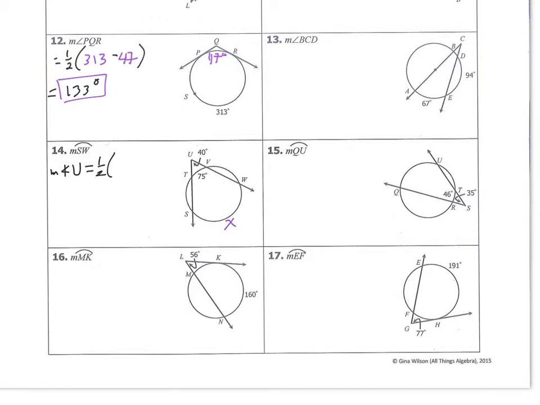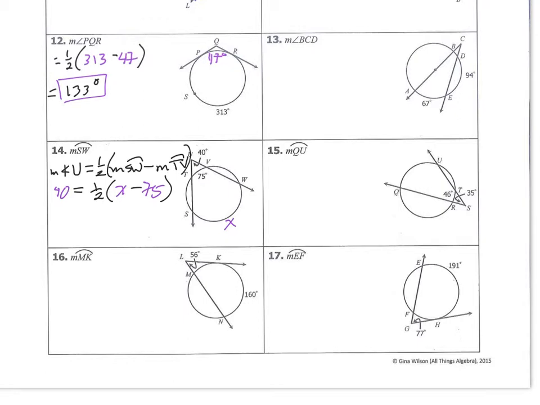Which arc is bigger? SW. So the measure of SW minus the measure of arc TV. We're going to plug in what we know. So I know that my angle is 40 degrees. So I'm replacing the measure of angle U with 40 degrees equals 1/2 times our SW we're letting be X minus our TV is 75.